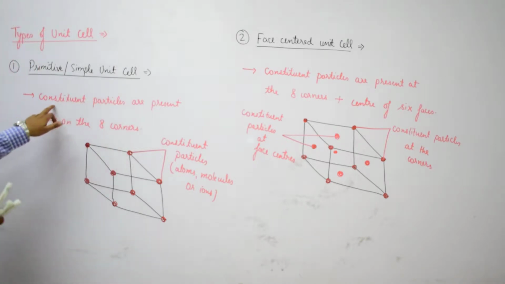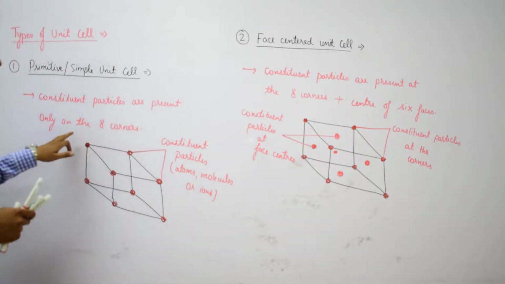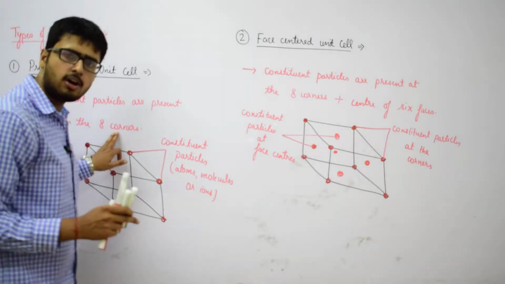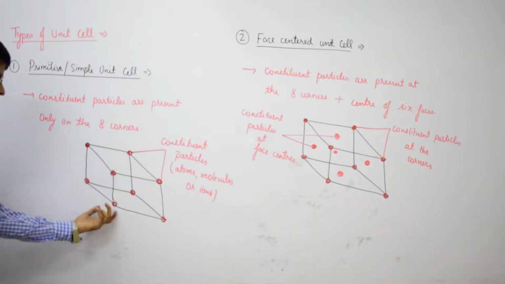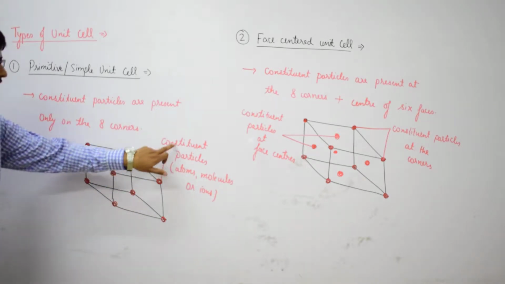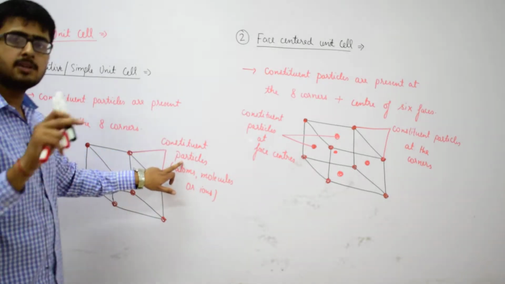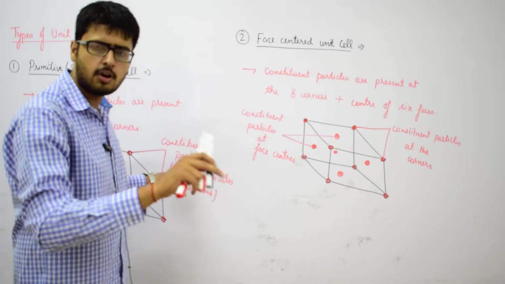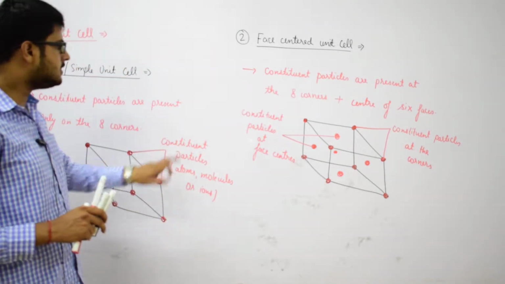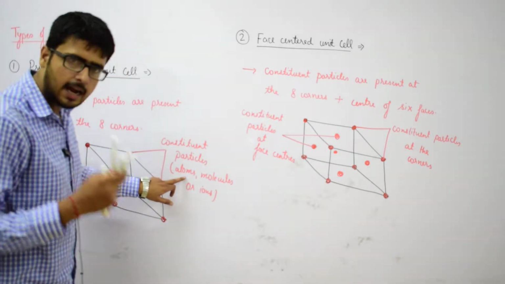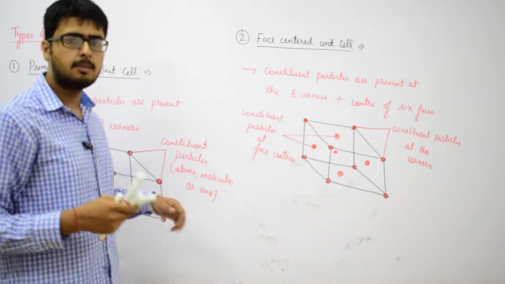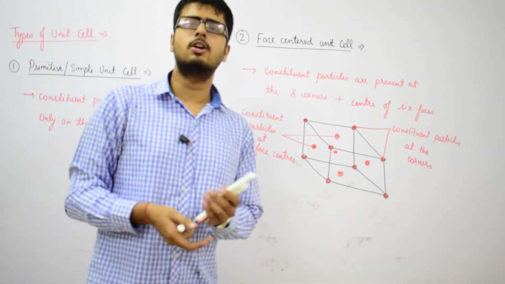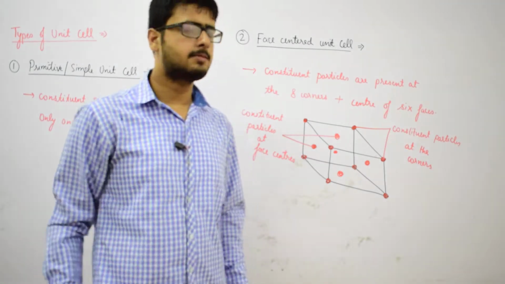In this unit cell, constituent particles are present only at the 8 corners and nowhere else. So, this is our unit cell, and these are the constituent particles present on the 8 corners, and these constituent particles can be either atoms, molecules or ions, depending upon the type of crystal or the type of solid.